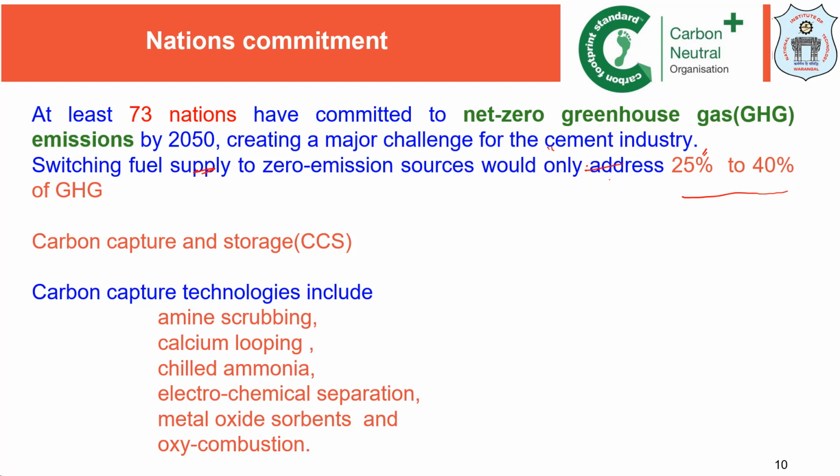There are several solutions. The technologies available for carbon capture are amine scrubbing, which is like absorption: we can absorb the CO2 into some liquid or into some absorbents and store it. Or we have calcium looping, chilled ammonia, electrochemical separation converting CO2 into some useful chemicals, metal oxide sorbents, and oxy-combustion. So these are several technologies available to capture the carbon dioxide that is formed or emitted from the cement industry.